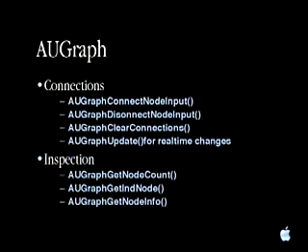To create connections between these nodes, once you've added a bunch of nodes, you've got ConnectNodeInput, DisconnectNodeInput, ClearConnections that clears all the connections in the graph, and Update for synchronizing real-time changes. And you can also walk through the graph and look at all the nodes with GetNodeCount, GetIndNode, GetNodeInfo. These are in the AUGraph.h header file in our AudioToolbox framework, and I think the APIs are fairly self-explanatory if you look in that header file, so we're not going to go into detail with all the arguments.